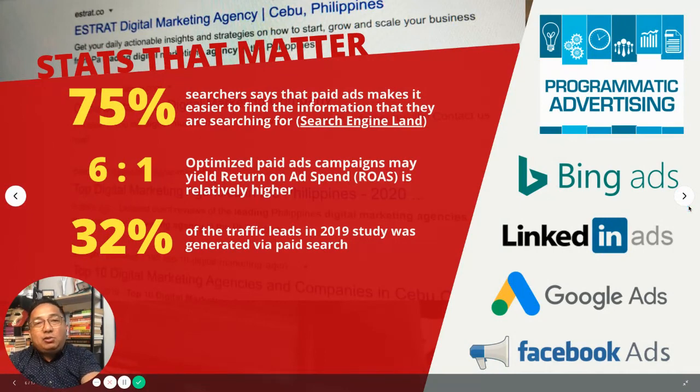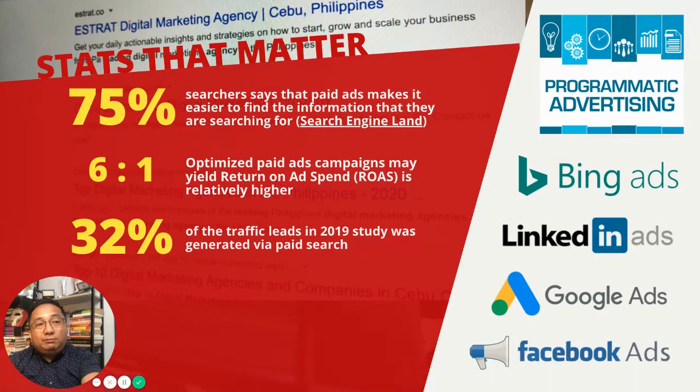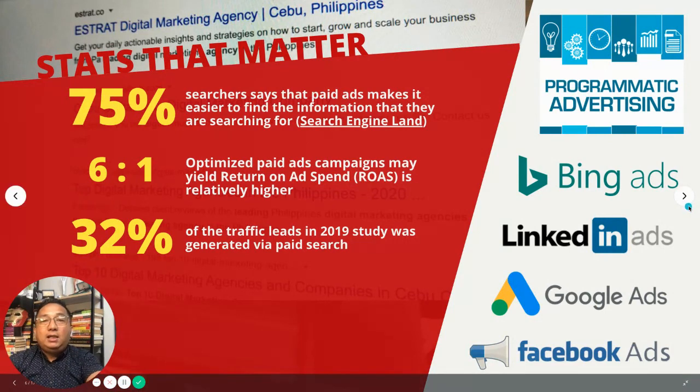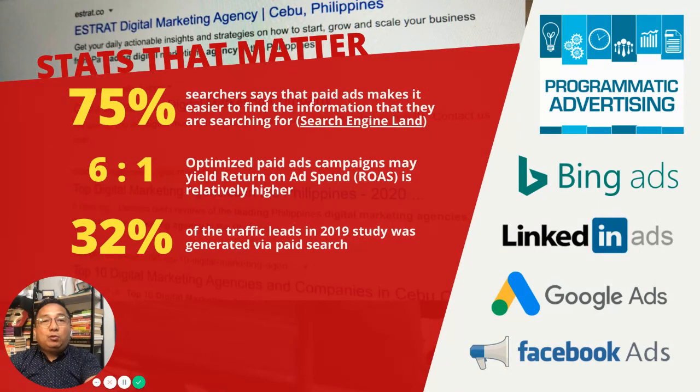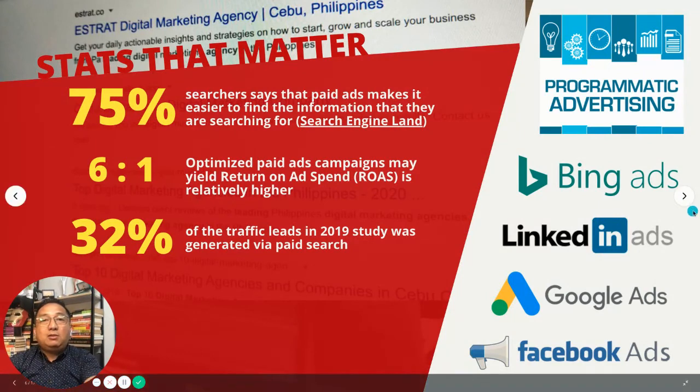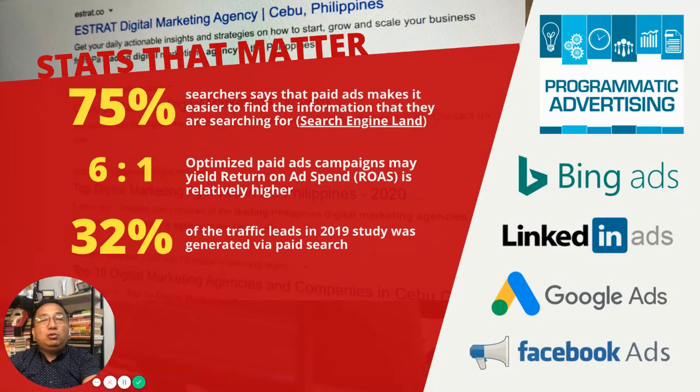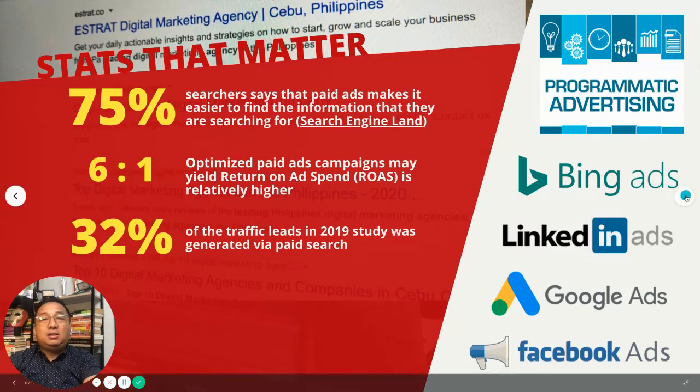With paid ads, you're able to really target the right audience at the right time, and then push them an offer if they're ready. Third, 30% of the traffic leads in 2019 was generated via paid search. That's why paid search is one of the key strategies that you should use when you're doing digital marketing. Don't forget, it's a really important strategy.